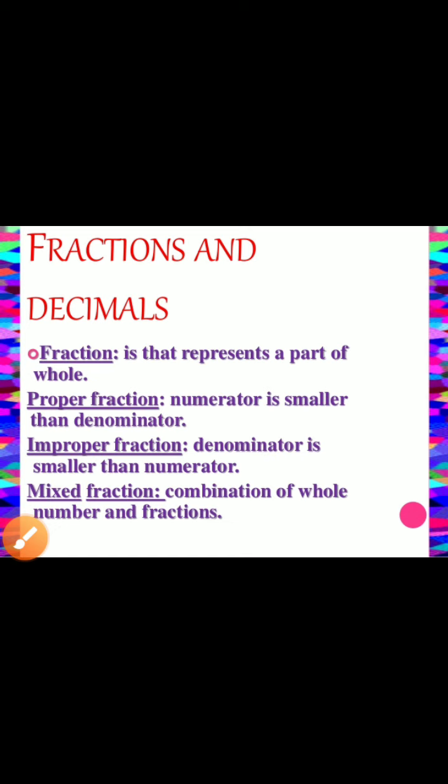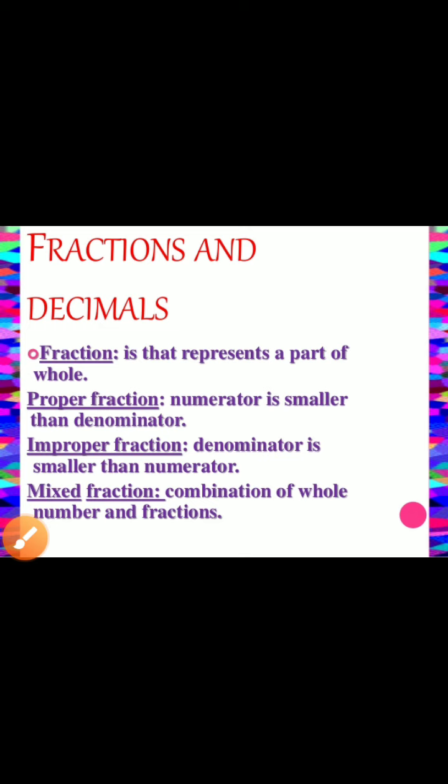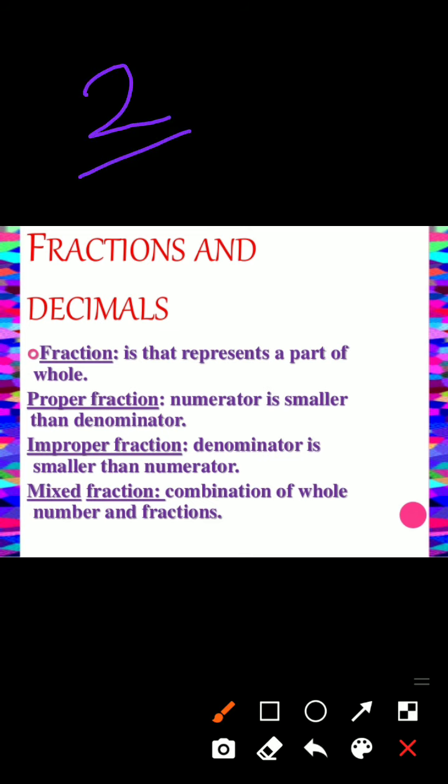In a proper fraction, the numerator is smaller. In a short way you can say the numerator will be smaller than the denominator. For example, you can write one example like this: 2 upon 3, 4 upon 5. So these are examples of proper fractions.